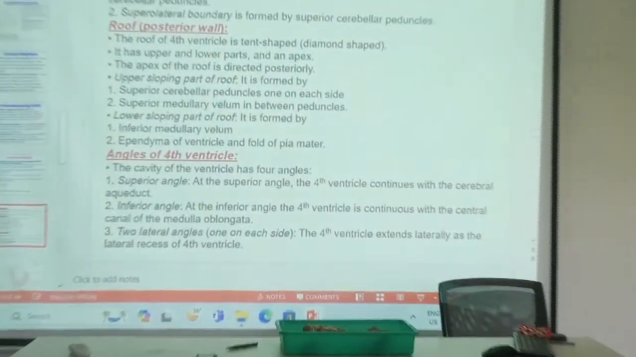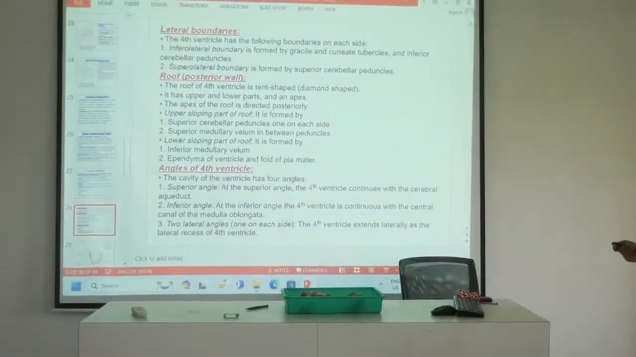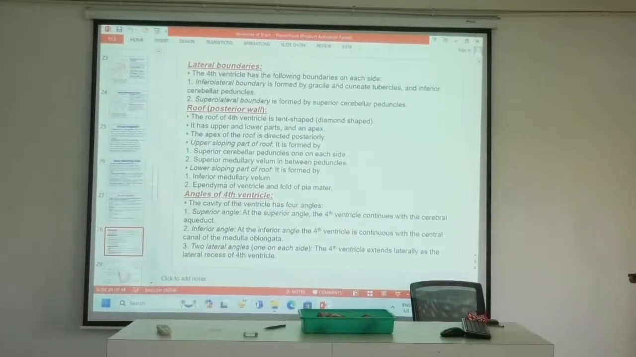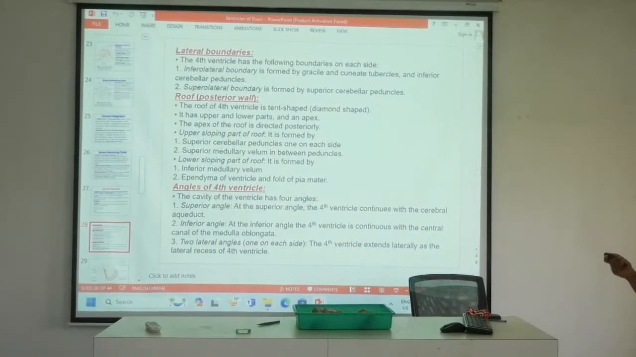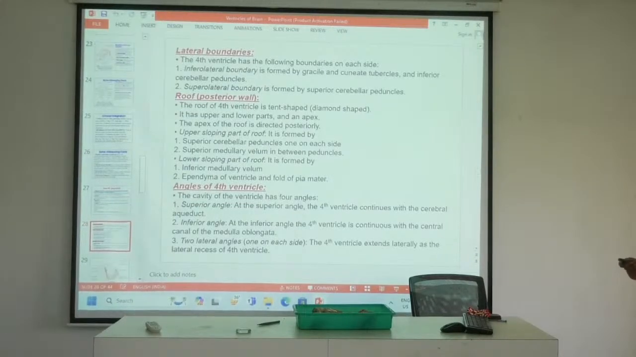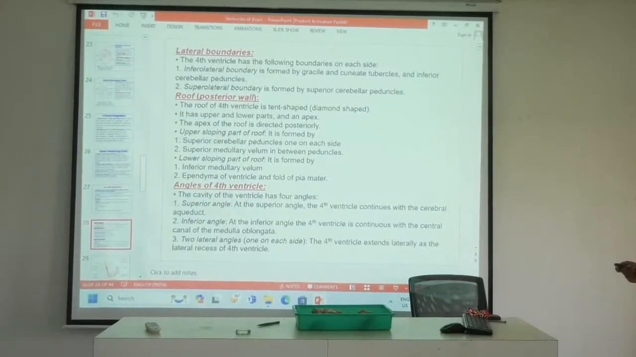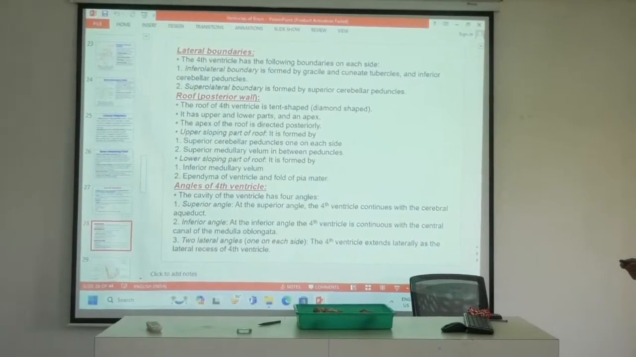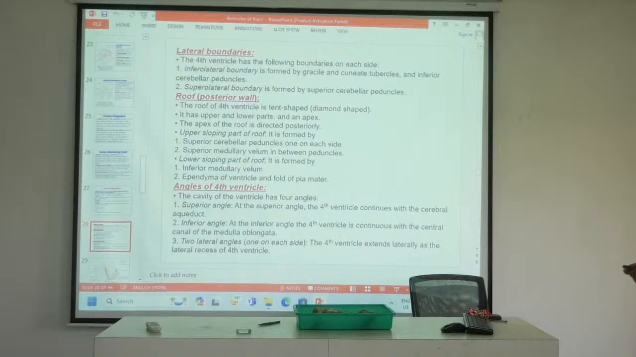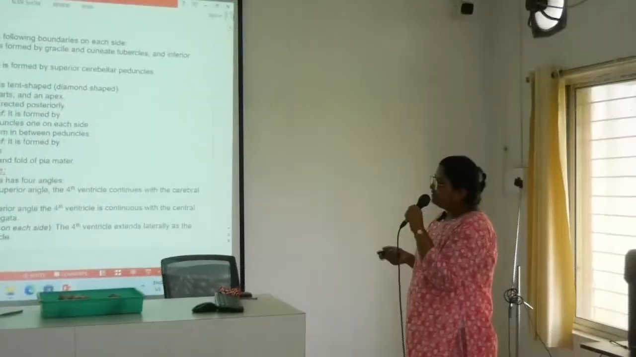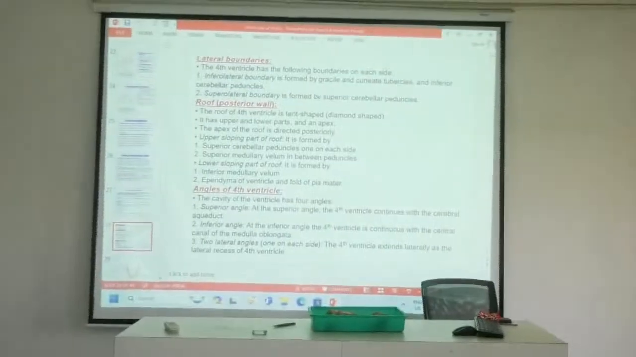Superior cerebellar peduncles, one on each side. Superior medullary velum in between the peduncles, and the lower sloping part of the roof is formed by inferior medullary velum and ependyma of the ventricle and fold of pia mater. So these are the structures forming the roof. It has an upper sloping part and lower sloping part. Two vela are present, superiorly superior medullary velum, inferiorly inferior medullary velum. Okay, understood?